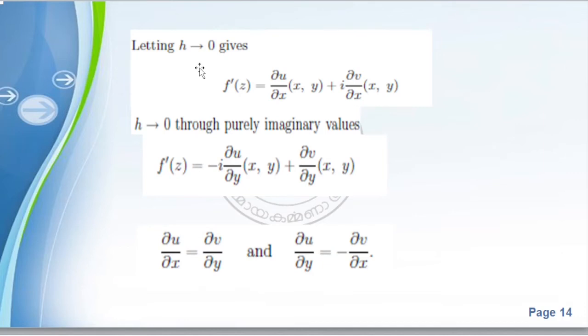So as h tends to 0, we have f dash of z equal to dou u by dou x plus i into dou v by dou x. If h tends to 0 along the imaginary line, then you will get f dash of z as minus i dou u by dou y plus dou v by dou y. Equating both these equations, you will get the CR equations, that is dou u by dou x equals dou v by dou y and dou u by dou y equals minus dou v by dou x. This is known as the CR equations or Cauchy-Riemann equations.